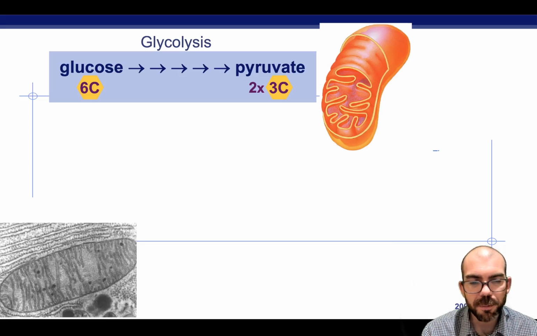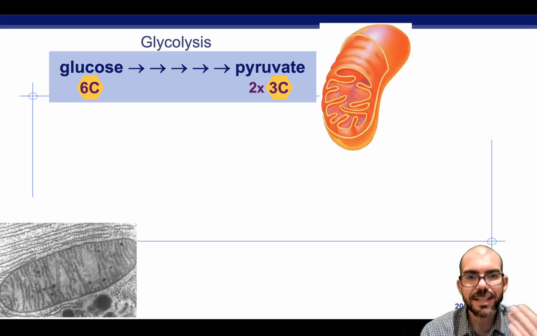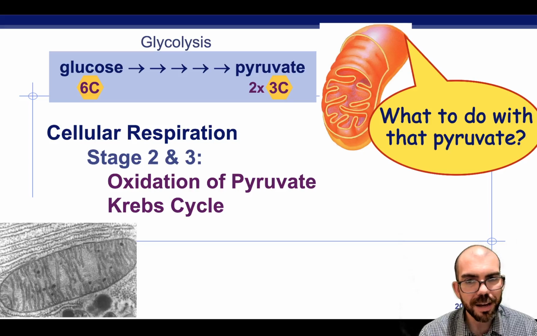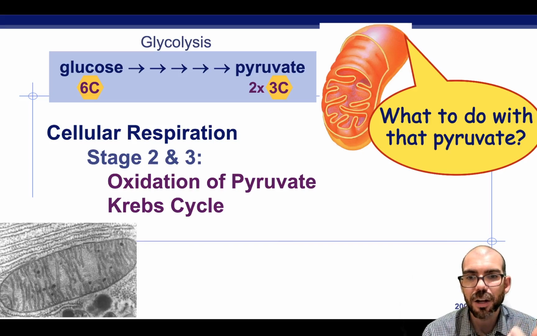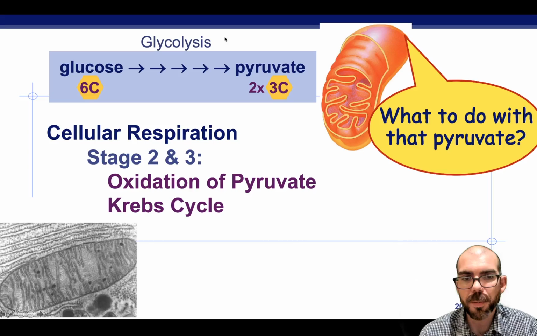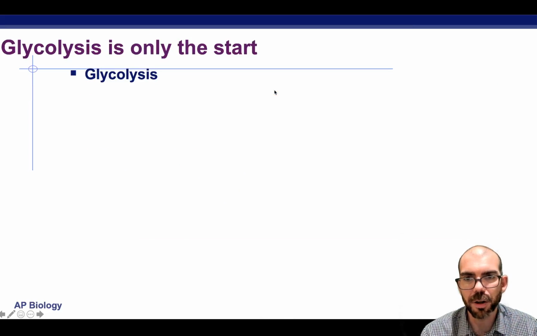So we're now left with this. Our glucose has now resulted in 2 pyruvates. So what can we do with that? Well, we can do two more steps with the carbon found in the pyruvate, the oxidation of pyruvate and the Krebs cycle. Notice that carbon has not been lost yet. Our 6-carbon glucose has just been reformed into 2 3-carbon molecules.